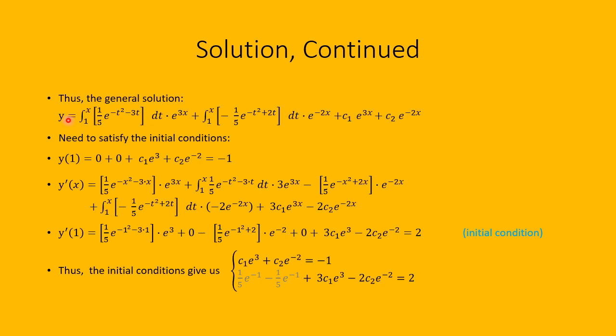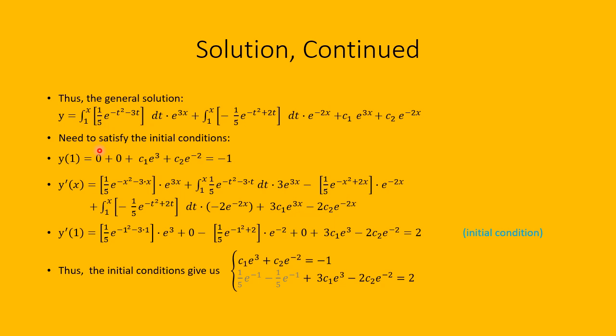So we found the general solution, y of x equals the integral from 1 to x of this stuff dt times e to the 3x plus the integral from 1 to x of this stuff dt times e to the minus 2x plus c1 e to the 3x plus c2 e to the minus 2x. These first two terms give us a particular solution to the non-homogeneous equation, and to that we're adding the general solution to the corresponding homogeneous ODE. Now, we're not through. This is the solution to the ordinary differential equation.